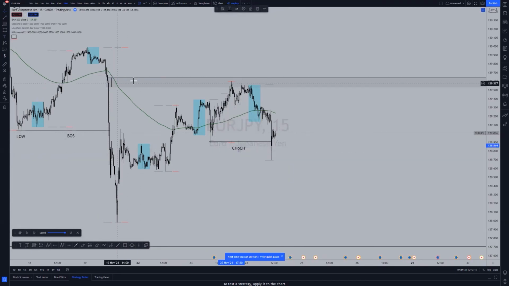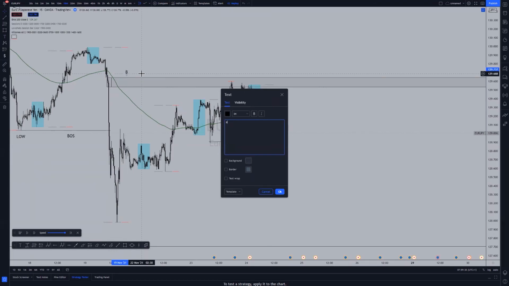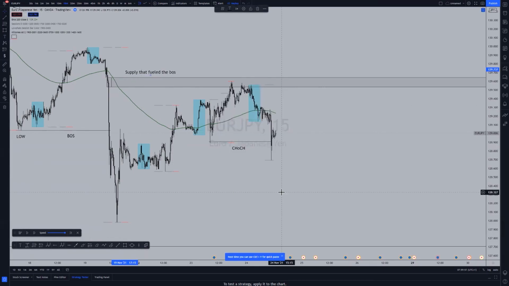So this is a base that fueled the break of structure. This is the base, or the supply. This is a supply that fueled the break of structure, that's the lower time frame break of structure, or the change of character. This is the supply that fueled the change of character.